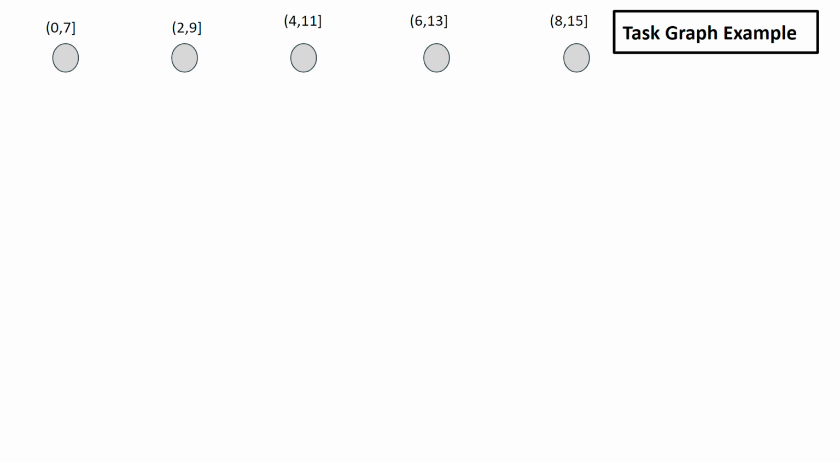We are confusing between job and task. Please note that a job consists of multiple tasks. Sorry, a task consists of multiple jobs. So this is one task with 5 jobs shown, which can keep on coming periodically. So one task and 5 jobs. A task consists of multiple jobs.